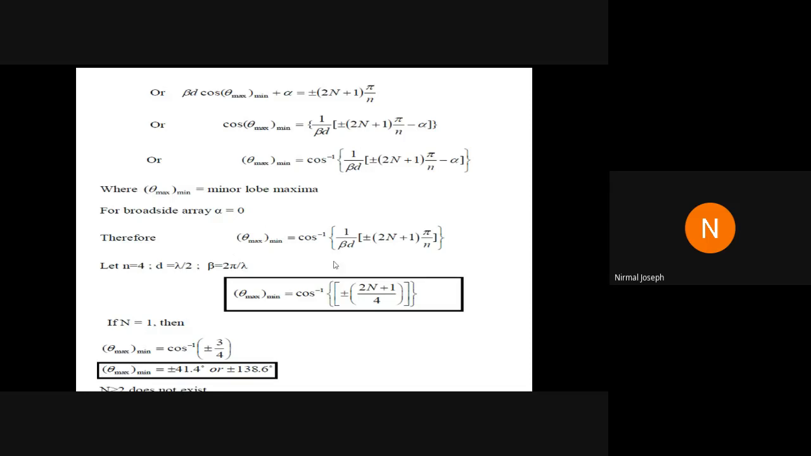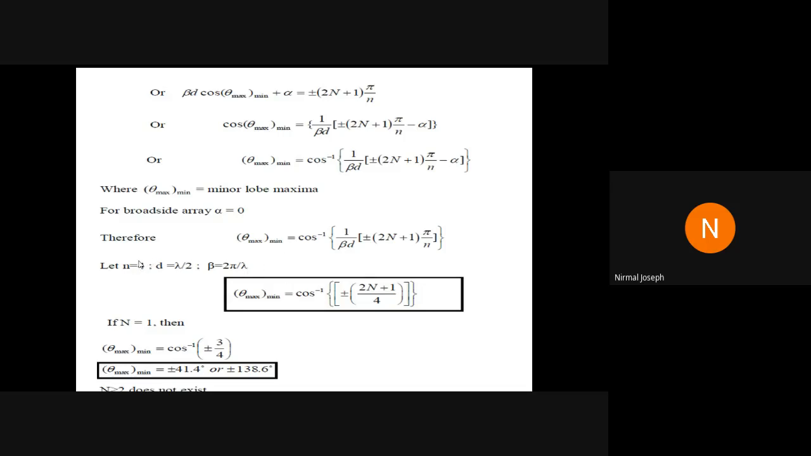Now we want to substitute for each quantity. What is n? N is the number of elements. So up to here, this is a general procedure. After that, based on the number of elements and based on the distance between the elements, we can substitute values into this equation. Now we are taking, there are 4 elements only. N is equal to 4. And they are separated by a distance which is equal to lambda by 2. And what's the value of beta? Beta is 2 pi by lambda. That is everywhere, beta is that only. That we know already.